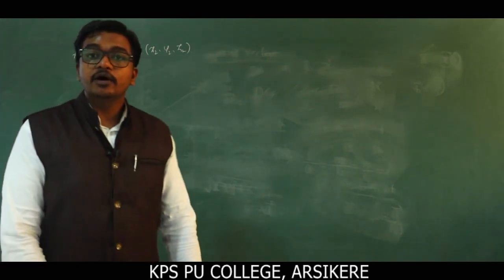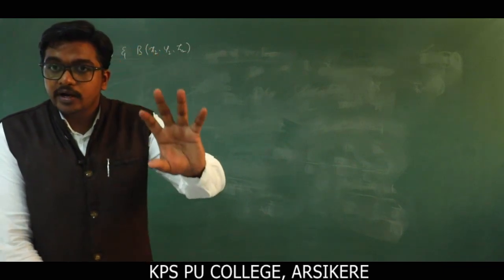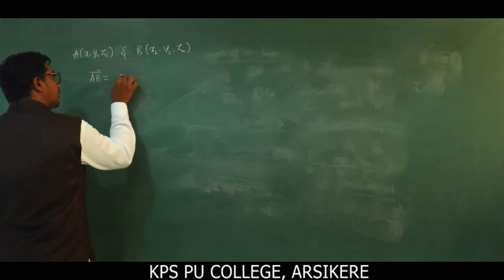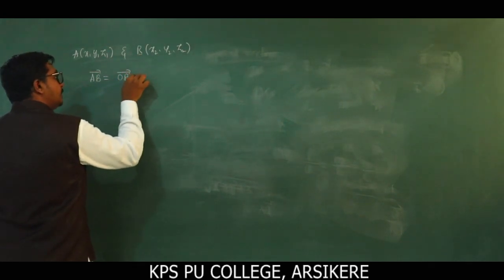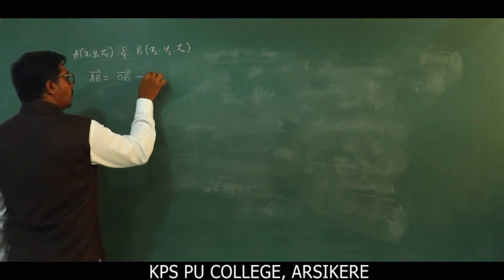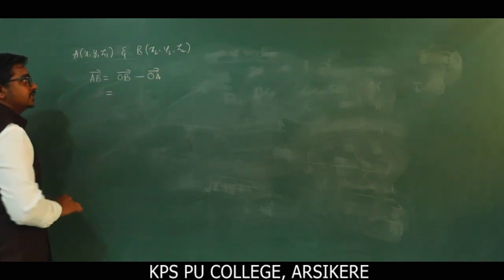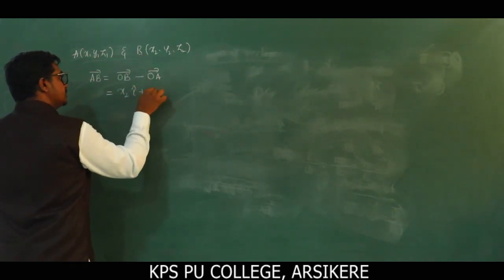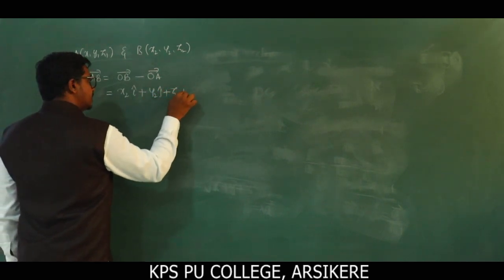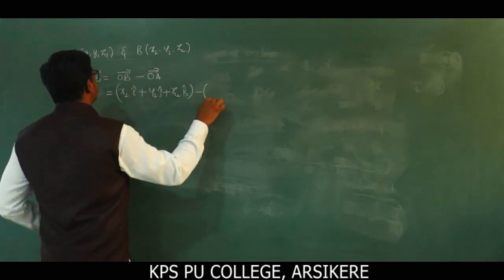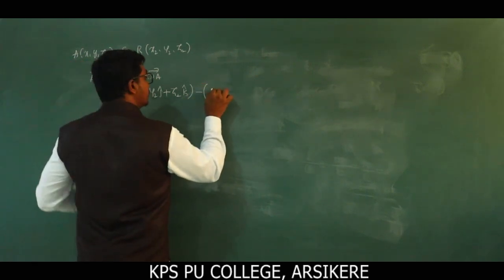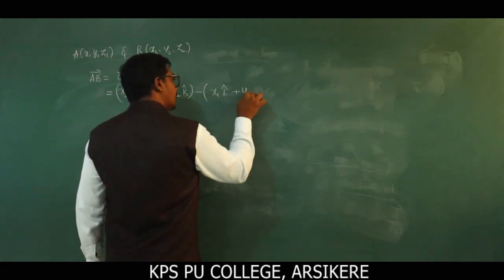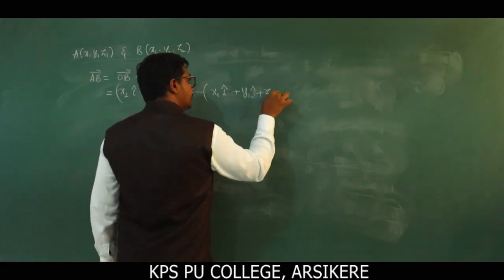So generally what was the formula? Position vector at a terminal point minus position vector at initial point. Position vector at a terminal point is vector OB minus position vector at initial point vector OA. So this is nothing but x2 into i cap plus y2 into j cap plus z2 into k cap minus vector OA, the position vector of the point A. Vector OA is equal to x1 into i cap plus y1 into j cap plus z1 into k cap.